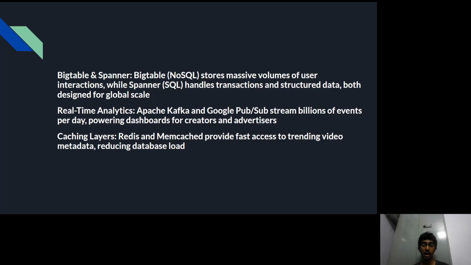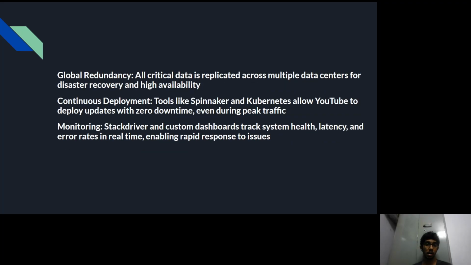Real-time analytics. Apache Kafka and Google Pub/Sub stream billions of events per day, powering dashboards for creators and advertisers. Redis and Memcached provide fast access to trending video metadata, reducing database load. Global redundancy. All critical data is replicated across multiple data centers for disaster recovery and high availability.